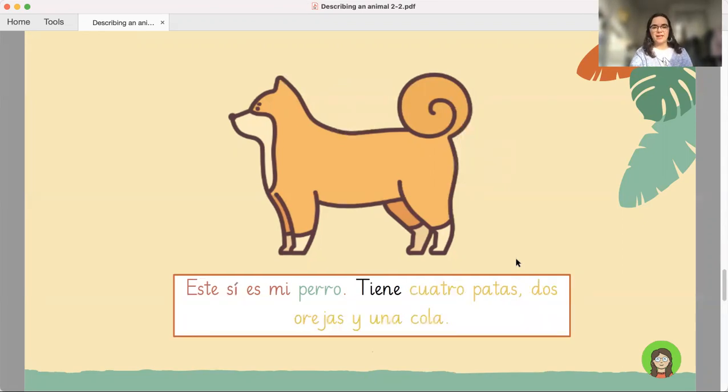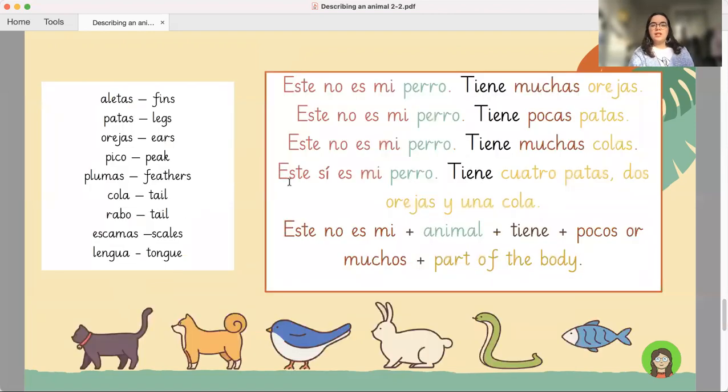And this is my dog. Este sí es mi perro. Tiene 4 patas, 2 orejas, you cannot see that, y una cola, a tail. Okay, so that should do. So this is what I'm going to leave you on the screen for you to complete the task.